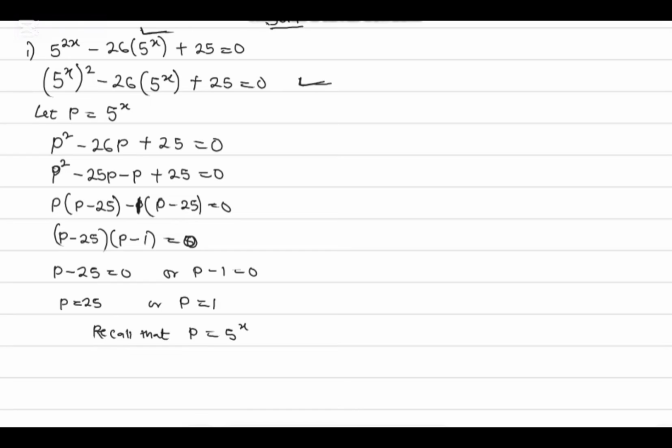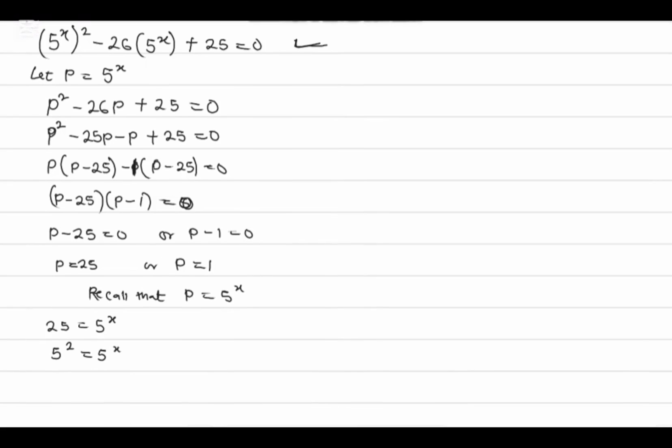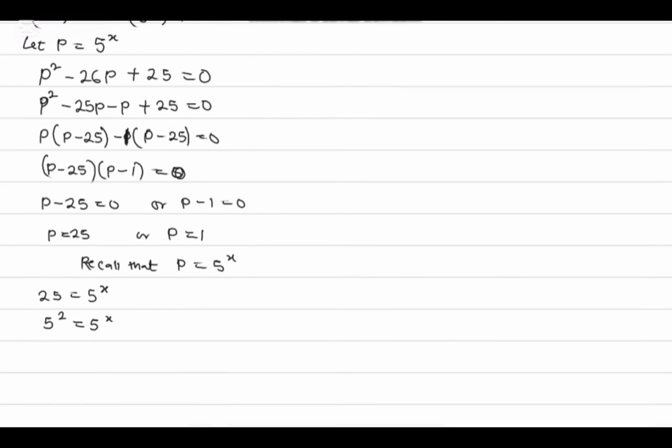And when p is 25, we have that 25 is equal to 5 raised to power x. And then we can solve this exponential equation now by saying 5 raised to power 2, which is 25, is equal to 5 raised to power x. And then, eliminating the common base, we have that x is equal to 2.